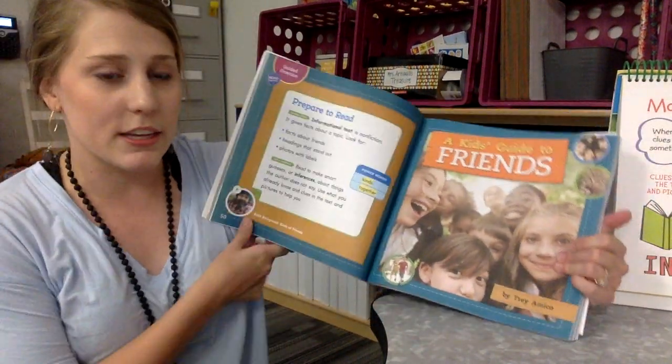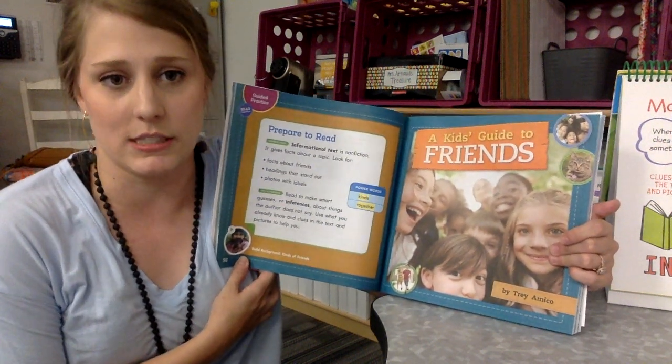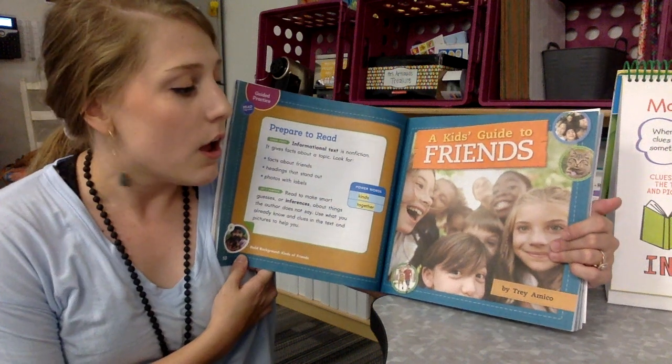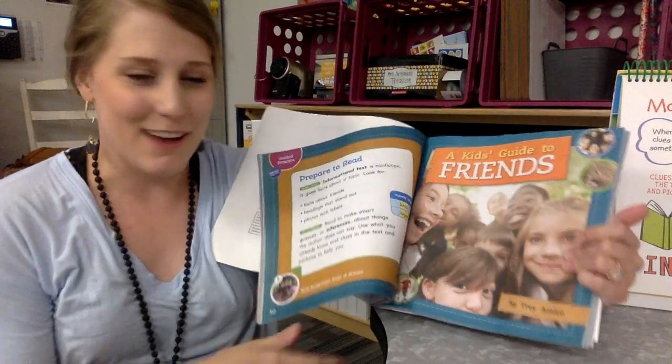And I told you already, this is called A Kid's Guide to Friends. And today we're practicing making inferences as we read this. So it's written by Trey Amico, and I'm going to start reading it to you now.